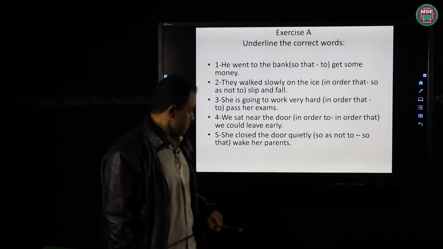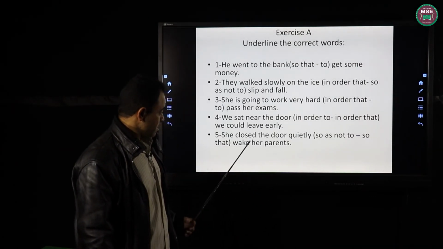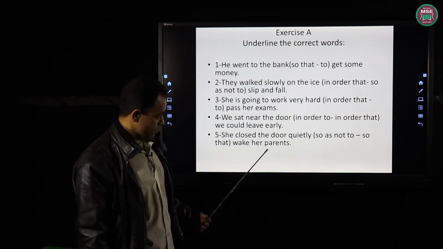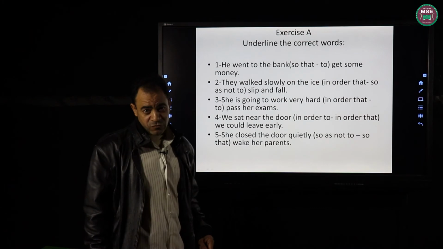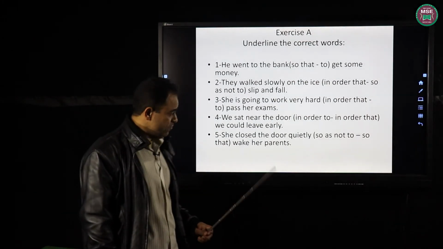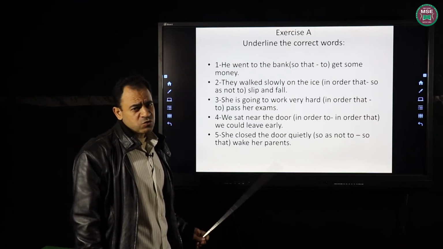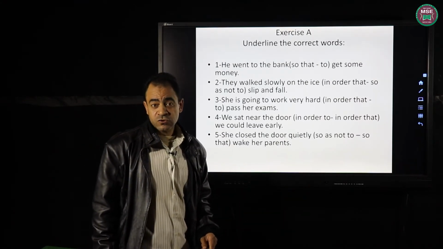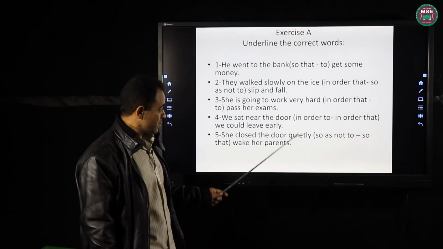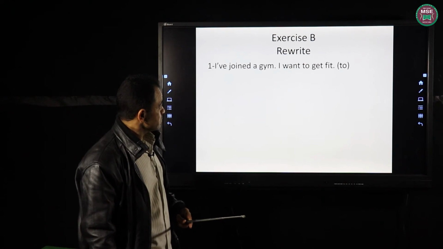Number five, she closed the door quietly, wake her parents. So as not to, or so that? I think from your experience you understand that after that we need a subject and verb, but here we don't have a subject and verb, just the verb infinitive, so we need so as not to. Very good. Now have a look at exercise B.